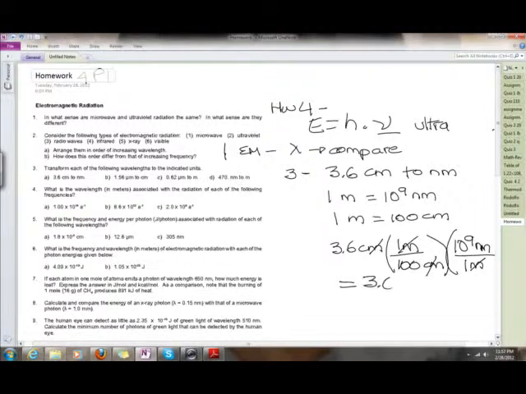The final unit is nanometers, and it's 3.6 times 10, and it's going to be 9 minus 2, because this is 10 to the 2nd. So 9 minus 2 is going to be 7, so 3.6 times 10 to the 7th nanometers. And that's the answer.